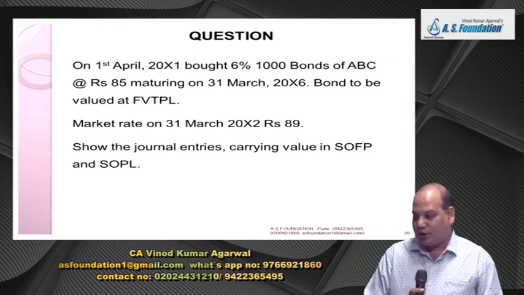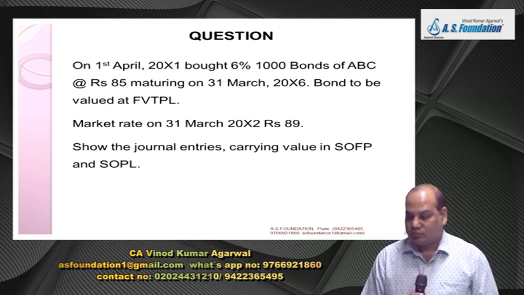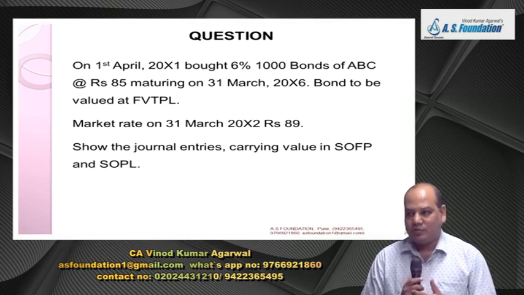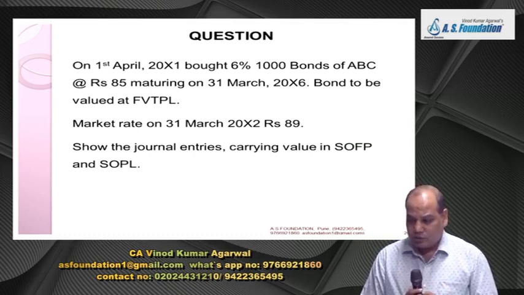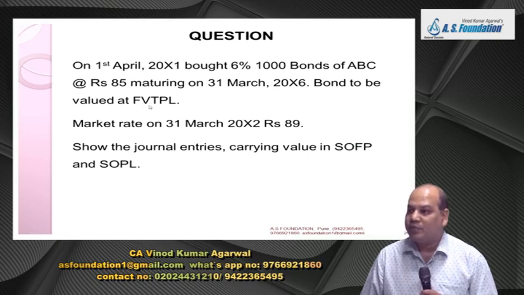This time I will give you a debt instrument, but that process is same, don't worry. In addition to usual entry, also pass entry for interest. On 1st April 20x1, ASF Limited bought 6% 1000 bonds of ABC at rupees 85, maturing on 31st March 20x6. Bonds to be valued at FVTPL.